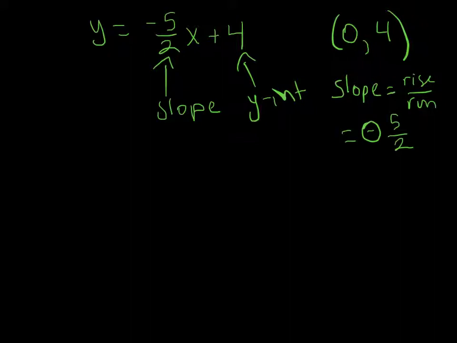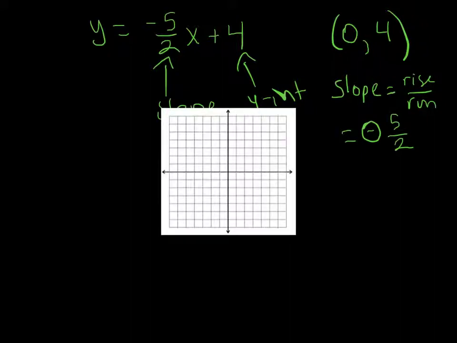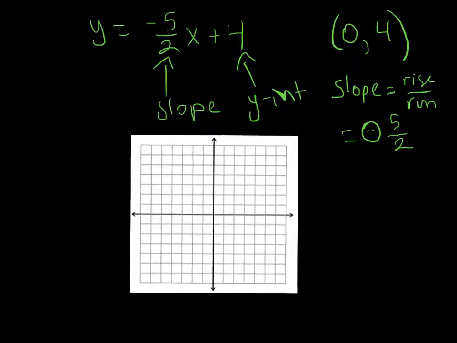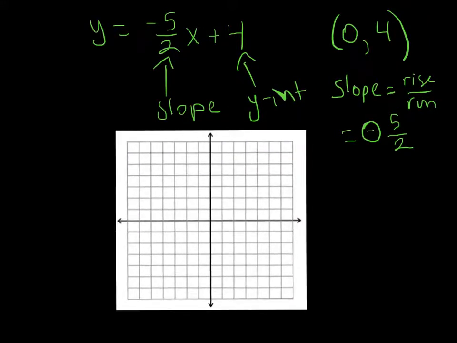So if we look at our graph here, and we're going to use every line as 2 for our scale. Alright, so we know we have a point at (0, 4). So that's easy to start with.